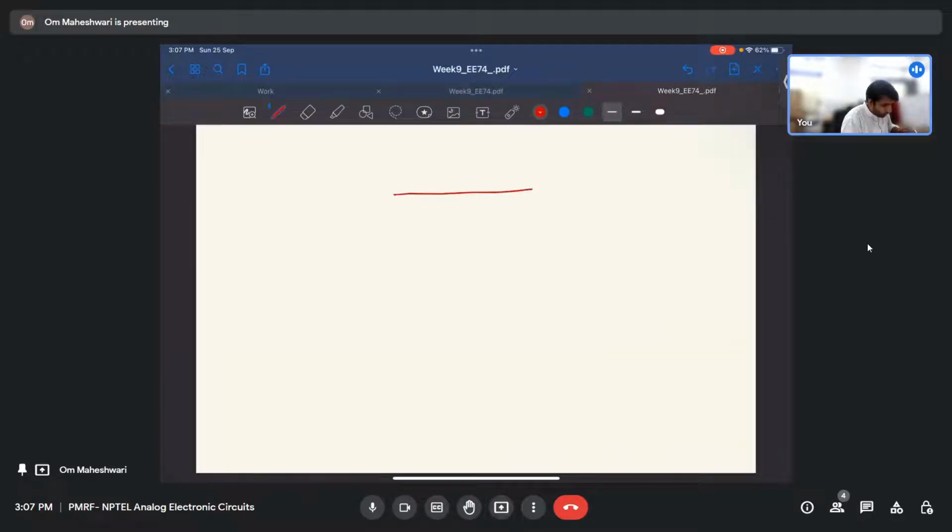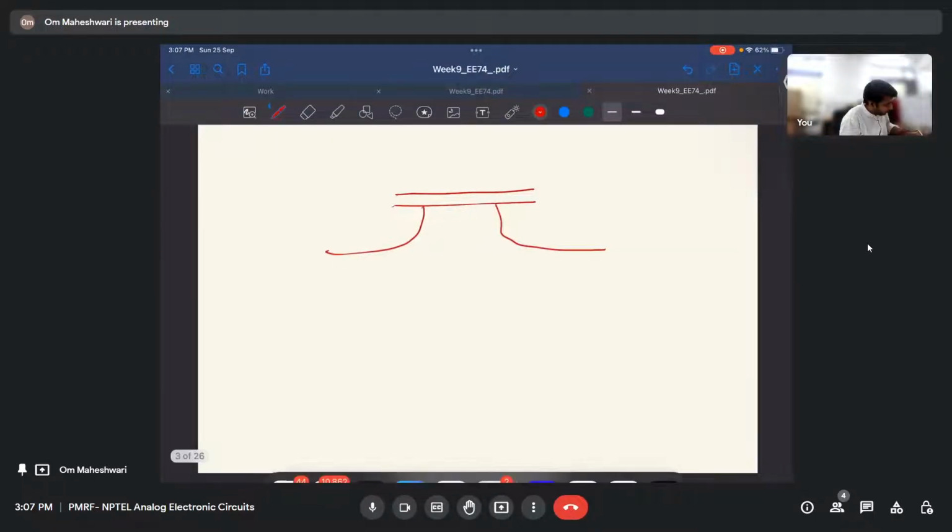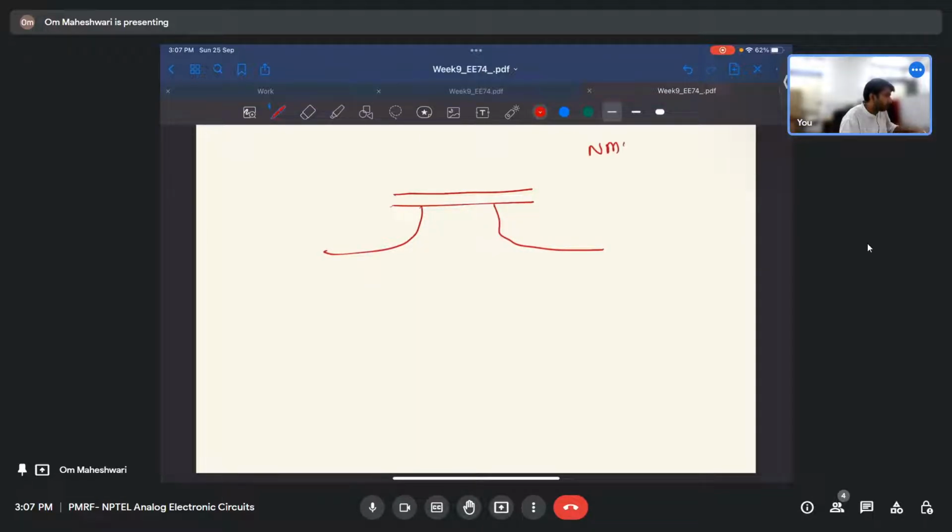Let us say this is a MOSFET that I have, and it is an NMOS. Let us say you have applied some VG which is more than VTH. Then we will have a channel of electrons here and some depletion region here, right?